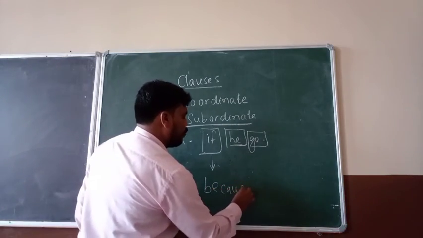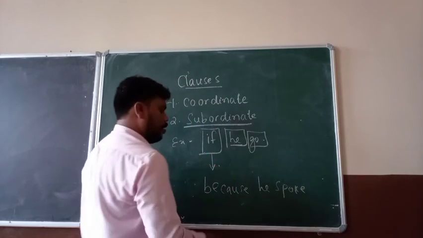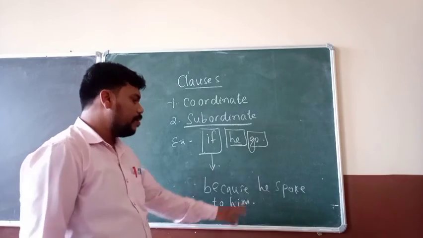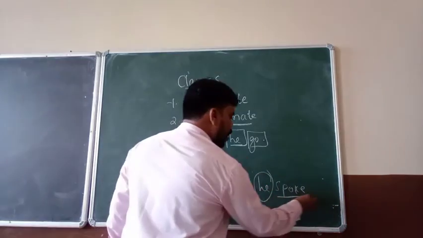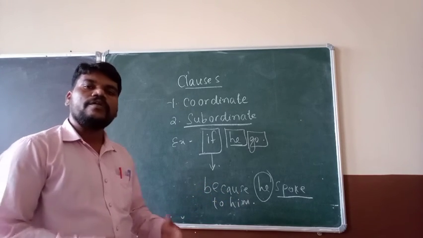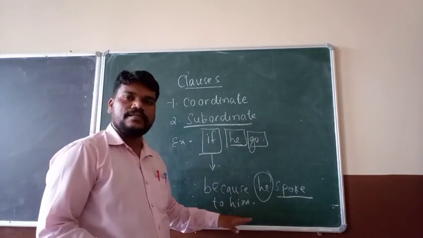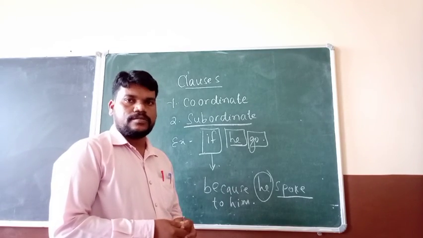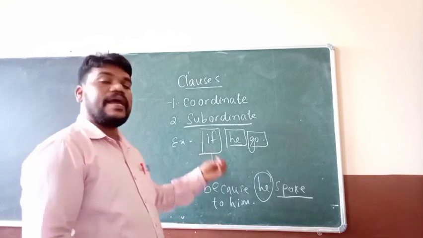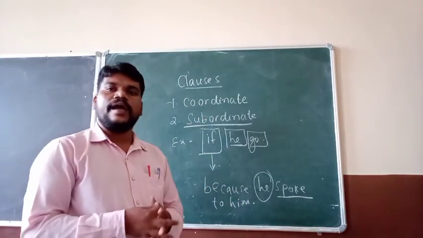Second one, because he spoke to him. So here also you can see, we are having a subject, we are having a verb, but when we read this particular clause, we don't get sufficient or complete meaning. So because of that, this is known as a subordinate clause. It requires another part which can complete the sentence. Then we can easily understand the sentence. So this is all about the coordinate and the subordinate clause.